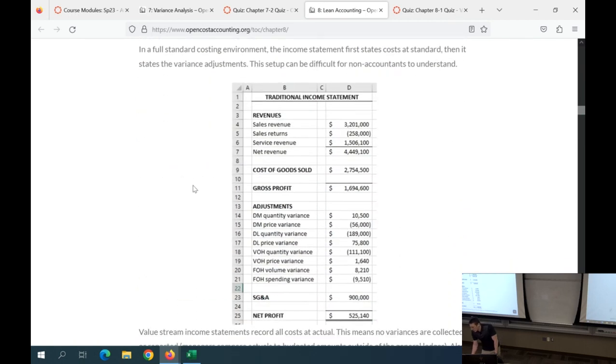So here's an income statement. If you are in a standard costing or variance analysis kind of firm, you have sales revenue minus whatever sales returns. So you have net sales and service revenue, and you have your net revenue then, minus cost of goods sold and a gross profit number. If you're in a standard costing firm, this is cost of goods sold at standard.